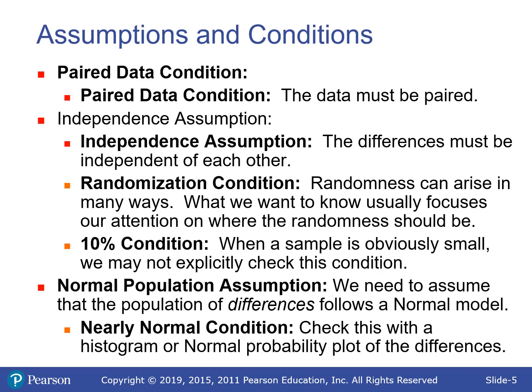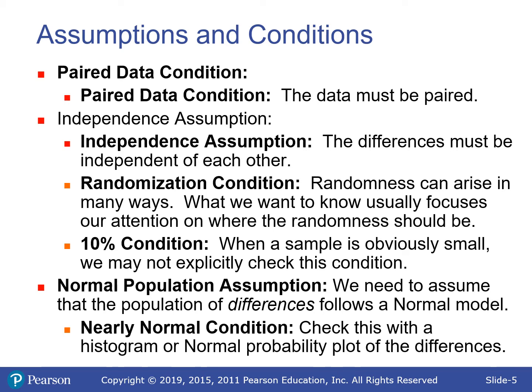So we have some assumptions and conditions. These are basically the same as all of the other assumptions and conditions for all of our other tests and confidence intervals. The different one would be the paired data condition. The data must be paired. If we're using a paired test or doing a paired interval, the data has to be paired. That's how we use the differences. If they're not paired, then we couldn't. Like if we have just two different samples, we would use a two sample test. If we only have one sample, we'd use the one sample test.